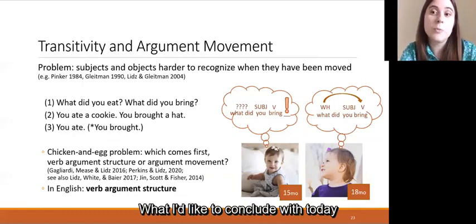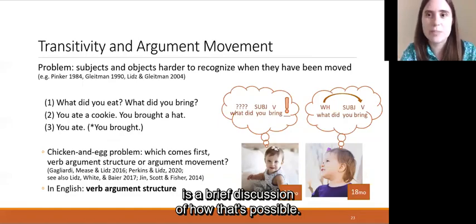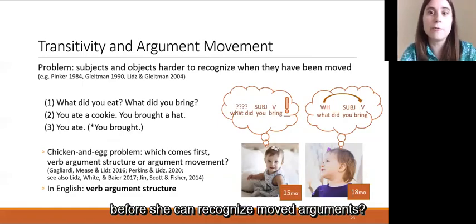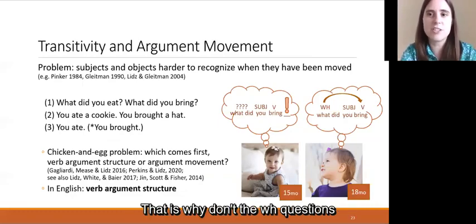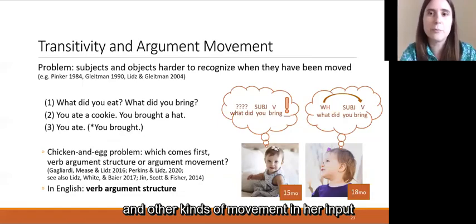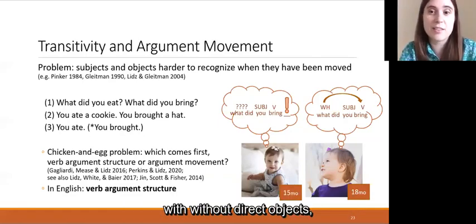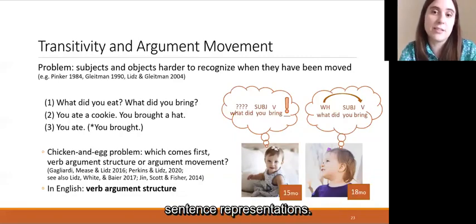What I'd like to conclude with today is a brief discussion of how that's possible. How could 15-month-old Susie learn verb argument structure before she can recognize moved arguments? That is, why don't the WH questions and other kinds of movement in our input lead her to think that all verbs are equally fine with or without direct objects, but she's only working from partial sentence representations?